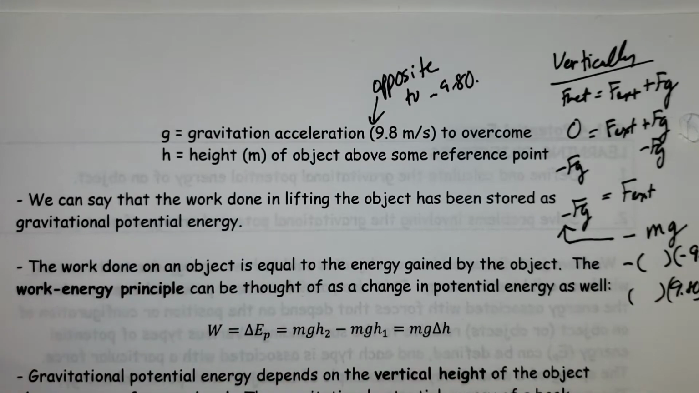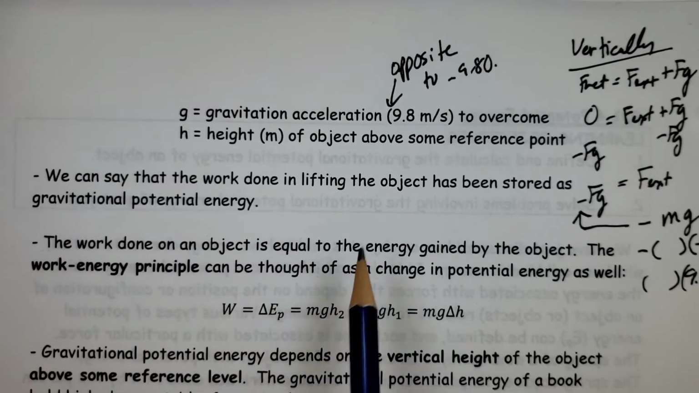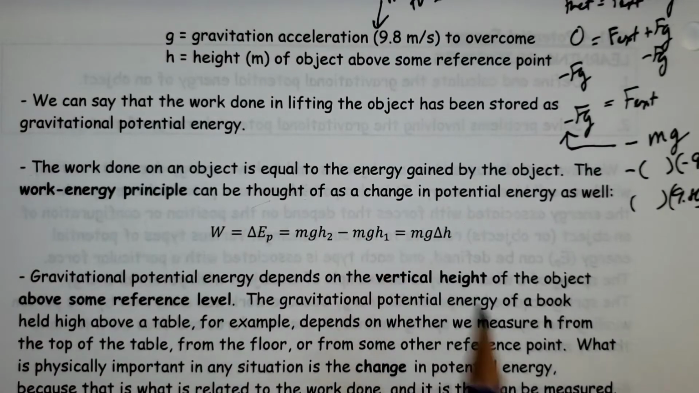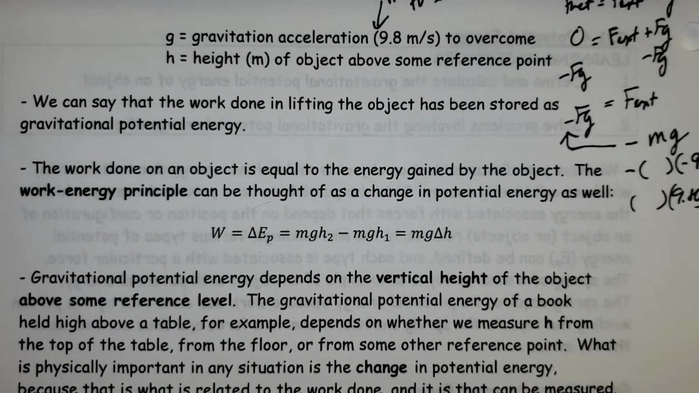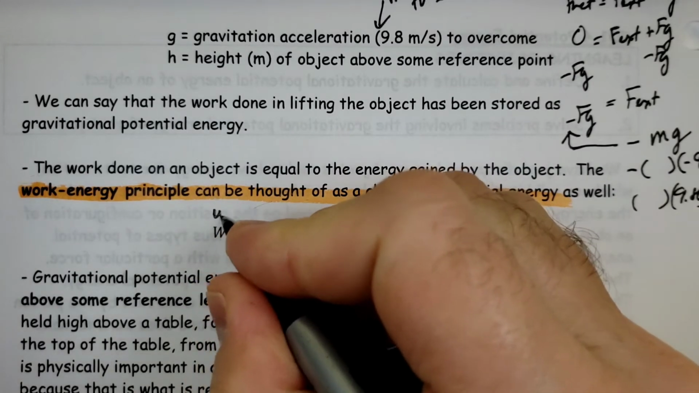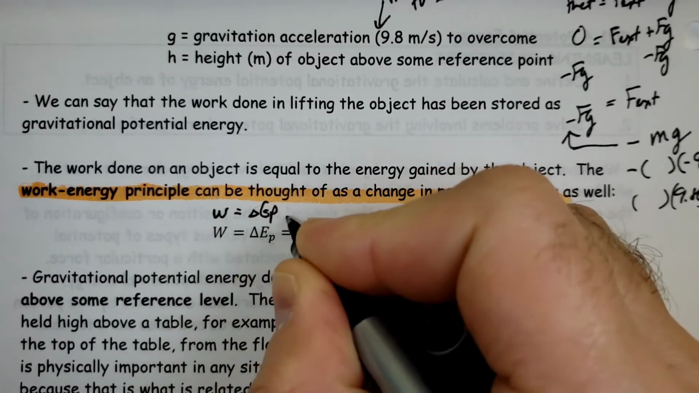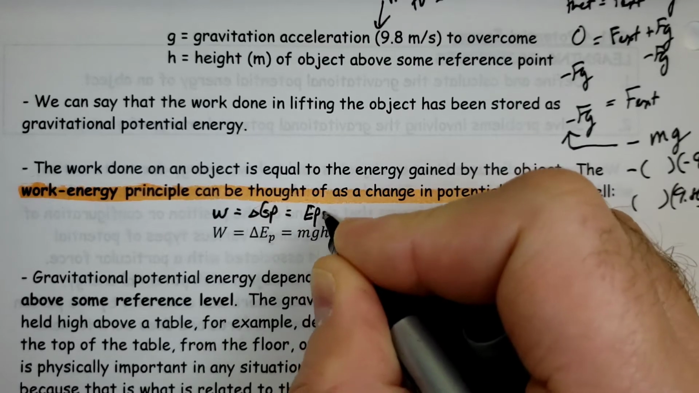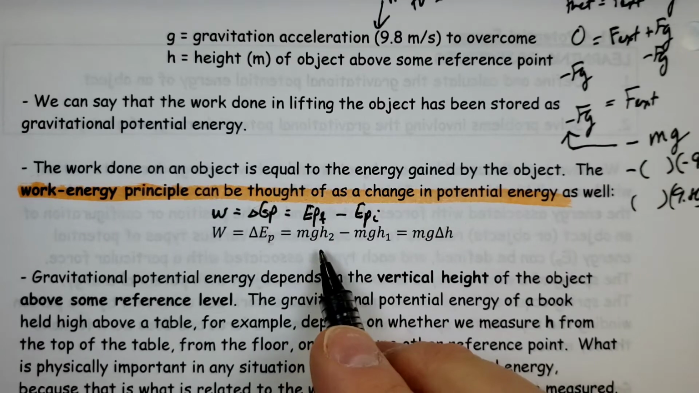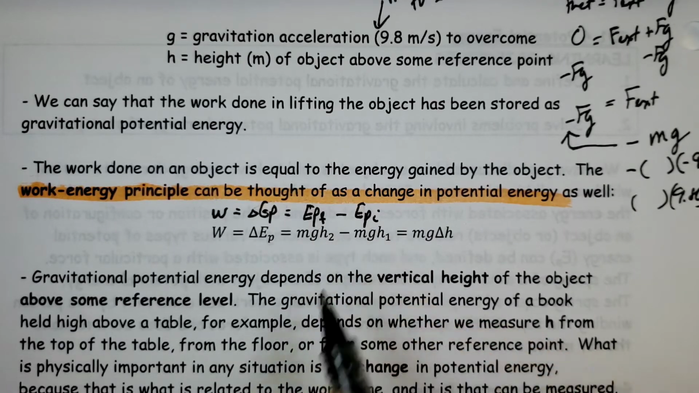So we can say that work done on lifting an object has been stored as gravitational potential energy. The work done on the object is equal to the energy gained by the object. The work-energy principle can be thought of as a change in potential energy. So this is what I had on the previous page there. And of course, just like kinetic energy, I could have started out by saying W is equal to the change in potential energy, which is EP final minus EP initial, where here I use number 2 for final, number 1 for initial. It doesn't really matter which way you do it.